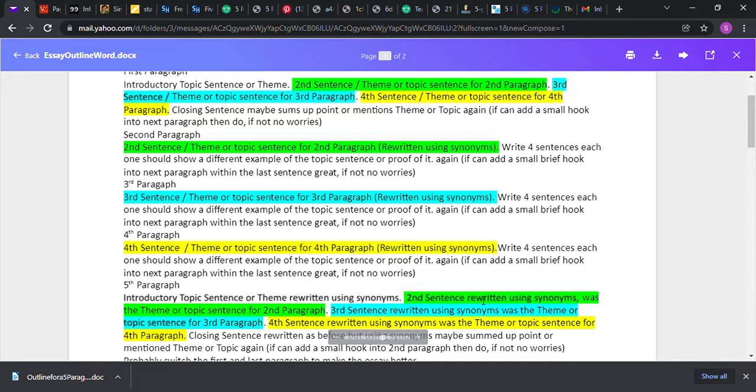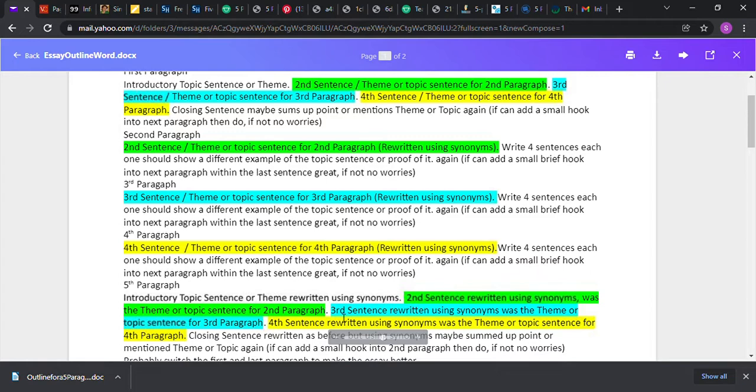And if you can rephrase the sentence, you know, instead of saying "second sentence rewritten using synonyms was the theme or topic sentence for the second paragraph," you would put "this was the theme or topic sentence for the second paragraph, but was rewritten using synonyms." You know what I mean? You just reverse the sentence a little bit, adding a comma in there.